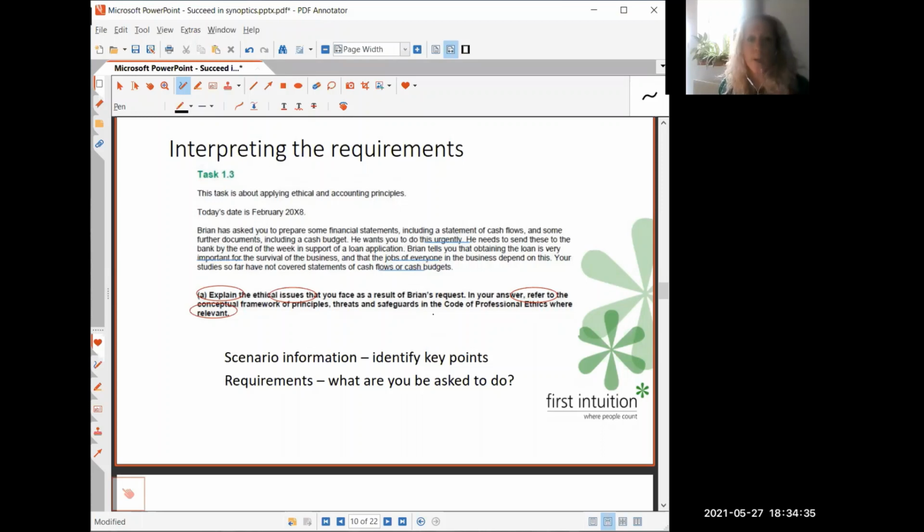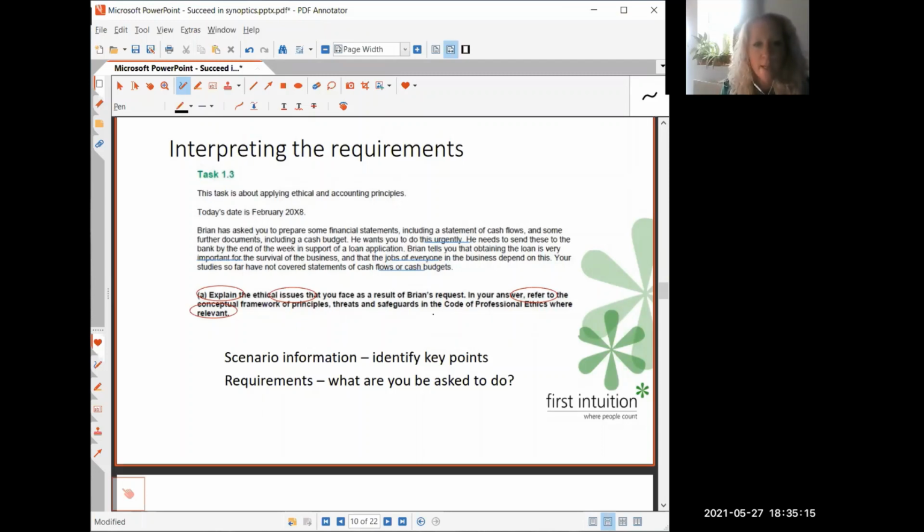And you'll see here that you're being asked to explain. So explain, that's the verb. That's important. Explain means make me understand. It's not state, it's not describe, it's explain. And out of explain, I'd expect to be able to understand what you're telling me. Explain the ethical issues. So what are the ethical issues? There's an S on the end of that. There's more than one issue there. So we need to be picking up multiple things. A little bit further on, it says refer to the conceptual framework.